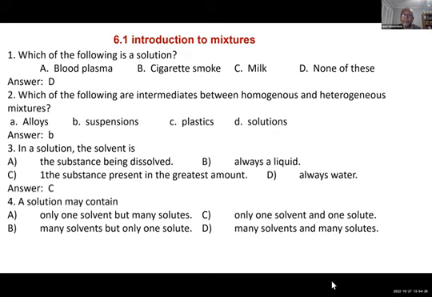The rest of the components in the mixture are in a small amount. Therefore, only one solvent and many solutes is the correct answer. A solution will have one component that's called the solvent, but you can have minor components in small concentration, many solutes. Therefore, the answer is A.